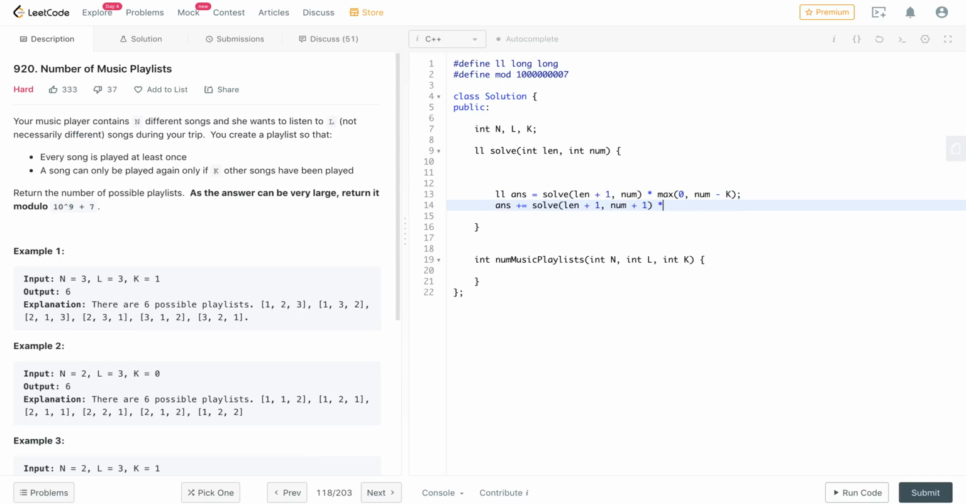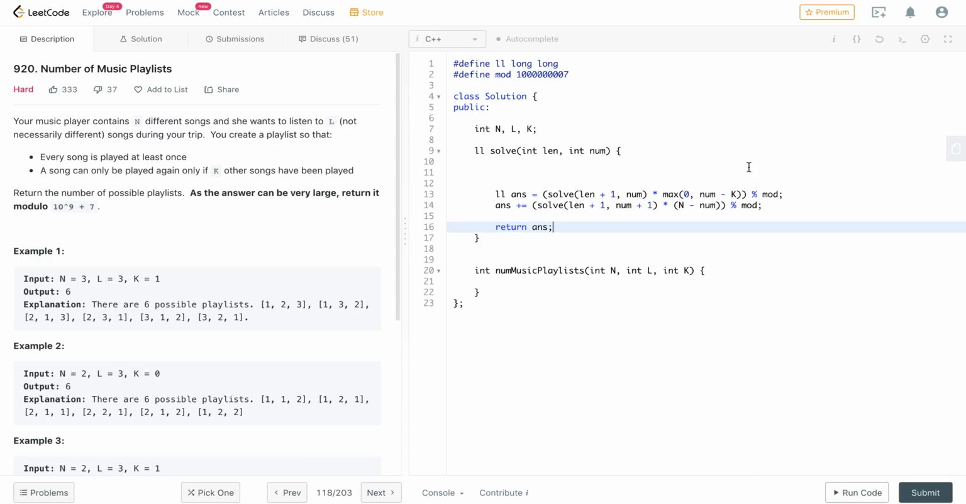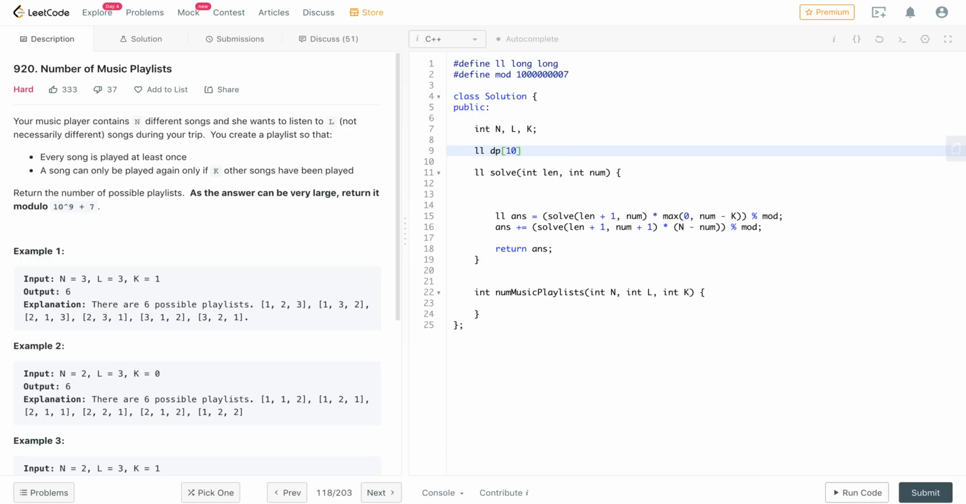And here the number of ways we could do it is the total number of songs minus the number of songs that we have used. So these are the number of songs that are left, and we are going to use one of the left ones. So this is what it should look like, and we are going to also take mod of it. All right, so we should return the answer here. I'll also use the dp table, 10^9 of 10^9, and let's initialize it with -1.